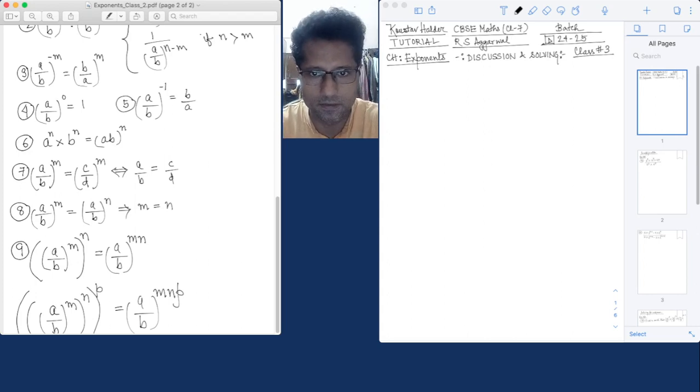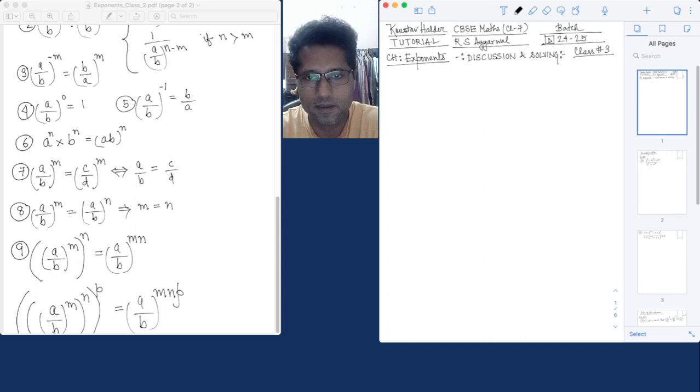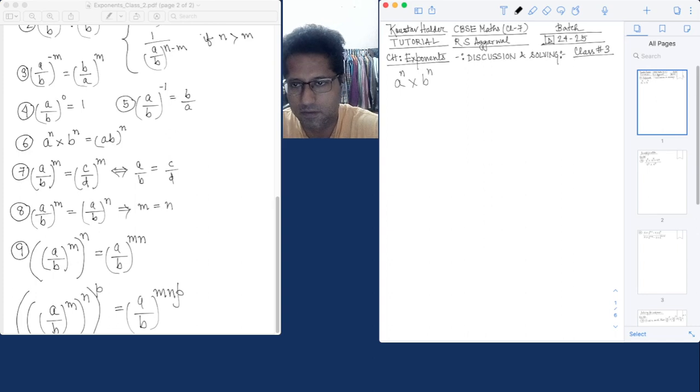The sixth law says that if you have a product of two exponents, that is a to the power n, where a is a non-zero number, it could be an integer or a rational number, multiplied by b to the power n, so we see it's a product of two exponents where the exponent is the same, that is n, this can be written, merged together, as the product of a and b raised to the power n. Now this works both ways.